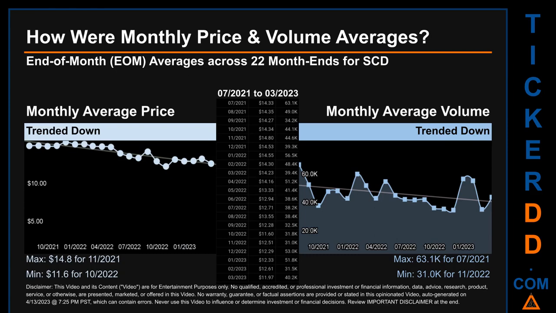How were price and volume averages for SCD? Across 447 trading days, there were a total of 22 month ends, of which monthly averages for daily price and volume were calculated. Overall, monthly price average trended down while monthly volume average trended down. The maximum end-of-month average price was $14.80 for 11/2021 while the minimum was $11.60 for 10/2022. Looking at volume, 07/2021 and 11/2022 respectively saw the highest and lowest monthly average volume at 63.1 thousand and 31 thousand.